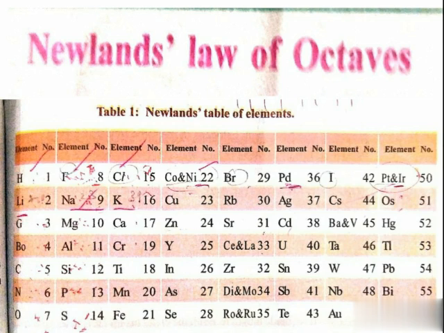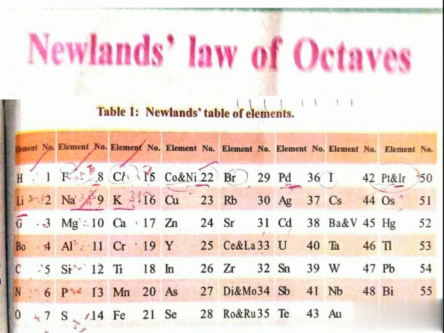So in Newland's table of elements, if you start with hydrogen and move down, and then start at the top, the eighth element is fluorine, and the next eighth element is chlorine, and so on. The properties of hydrogen, fluorine and chlorine are similar.